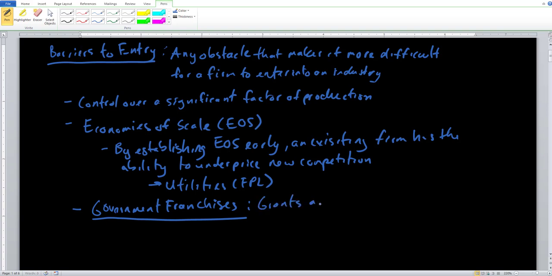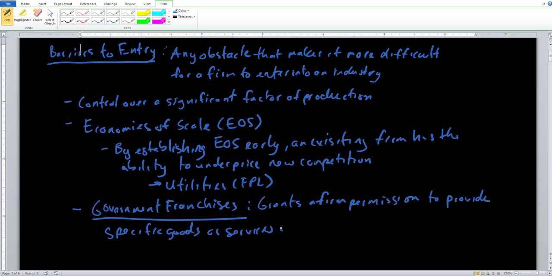So it grants a firm permission to provide specific goods or services, while preventing other firms from doing so.